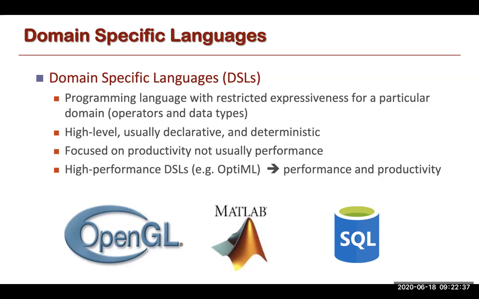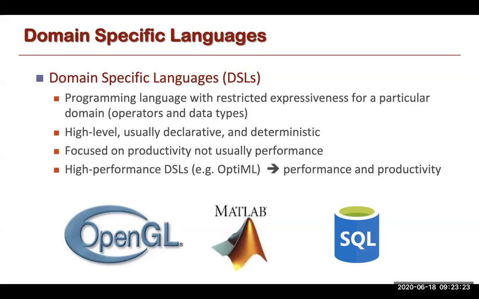And typically here, what you have are high-level, usually declarative and deterministic representations of your application. And traditionally, domain-specific languages were focused on productivity, right? So the whole idea was, by matching the problem that the programmer was trying to develop, that you could make them much more productive. The thing that we looked at, in research about, say, 12 years ago, was the idea that, could you get both high productivity and high performance. So we call these high performance domain specific languages.